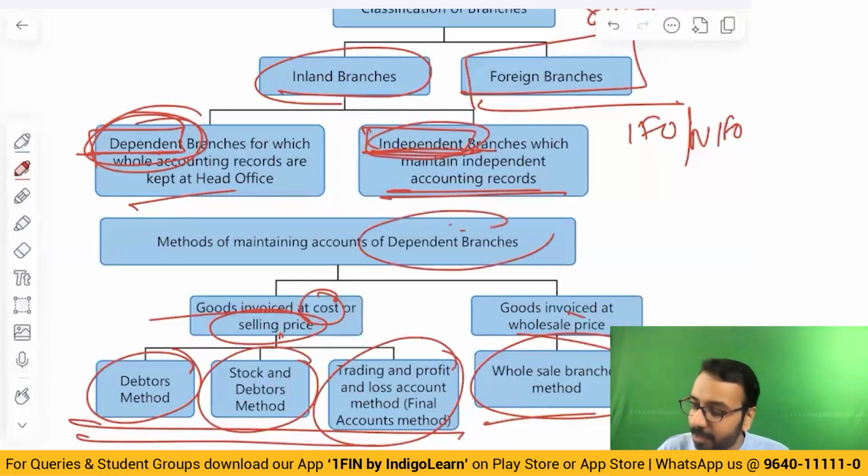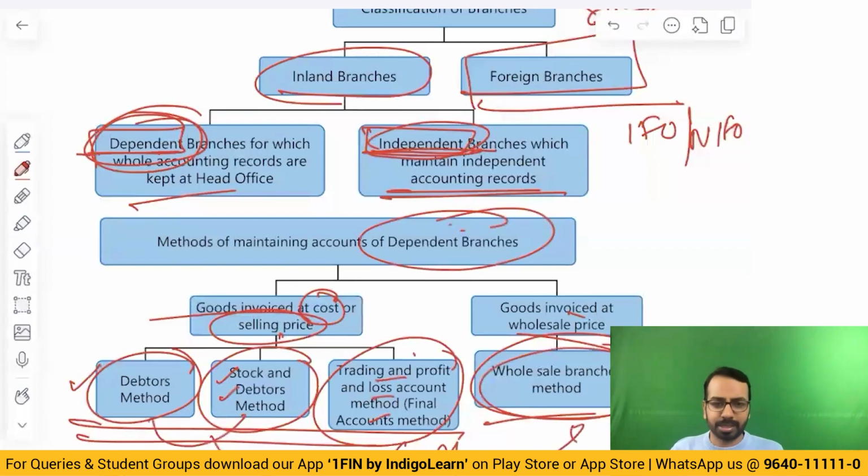Now, dependent branches are where we have more varieties to handle, and that is where we get confused. First is the debtors method, then we have the stock and debtors method, then we have the trading and P&L method. This is easier. And then we have the wholesale branches method, somewhat an extension of these two methods.